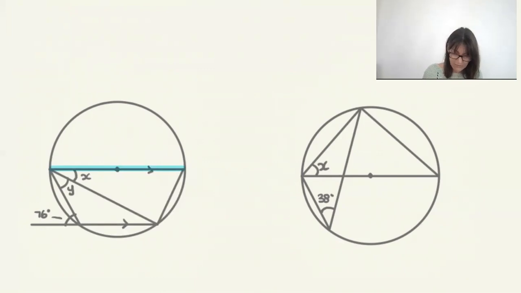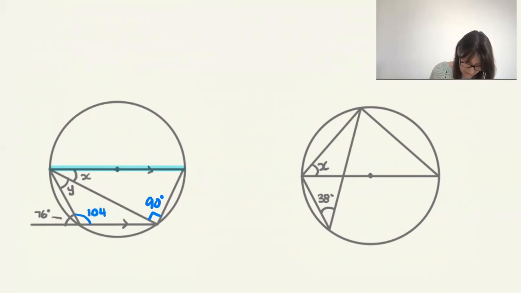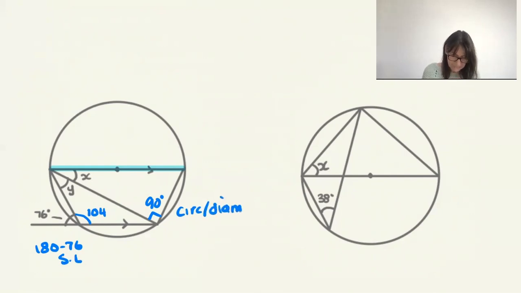So first of all, I can see that there is my 90 degrees. I don't know if that's going to be useful or not, but it's there. I know that this here is going to be 180 take away 76. So that is 104. Used a straight line rule there. Used my circumference and my diameter rule here.